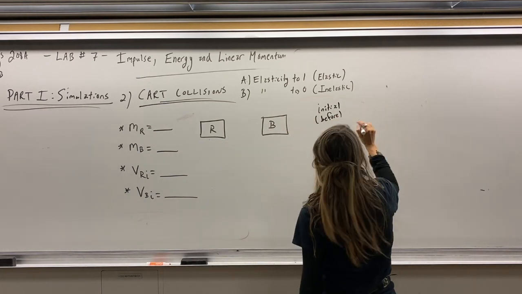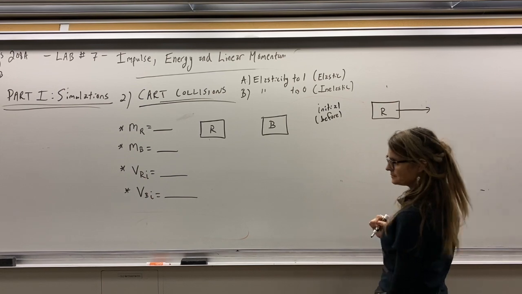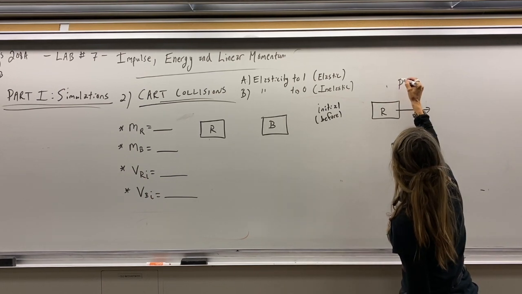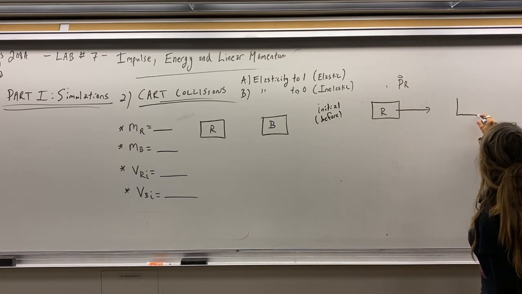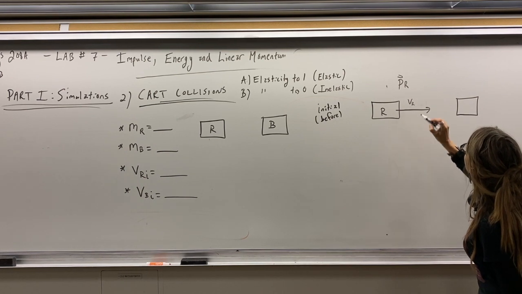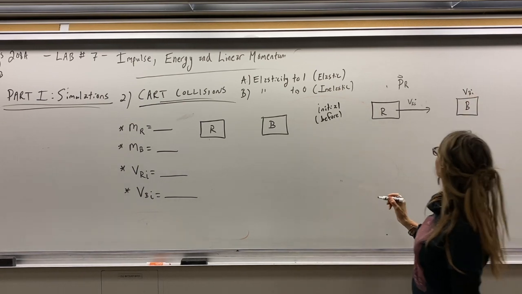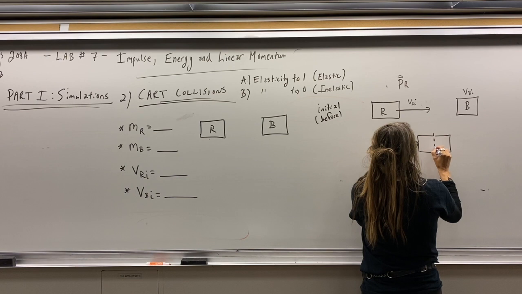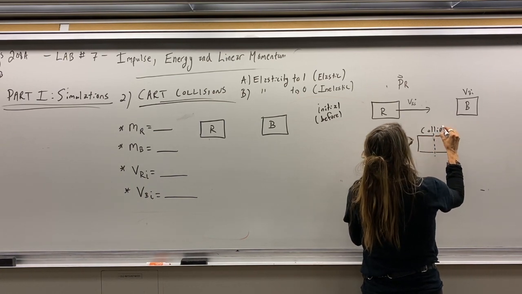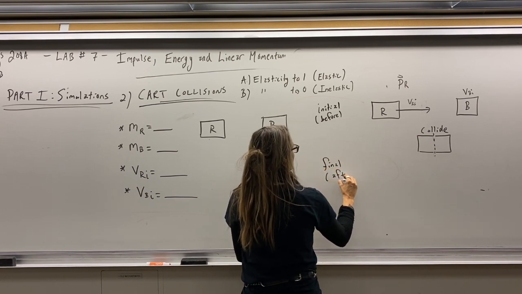So in the initial stages, the red cart is going to move with a certain velocity. Okay, so its mass and velocity will give a certain momentum, linear momentum. And the blue cart will be at rest. So this will be the velocity of red initially. And this is the velocity of blue initially, which would be 0. Okay, so they come together, then they collide. And then what happens afterwards, the final or after result would be what?